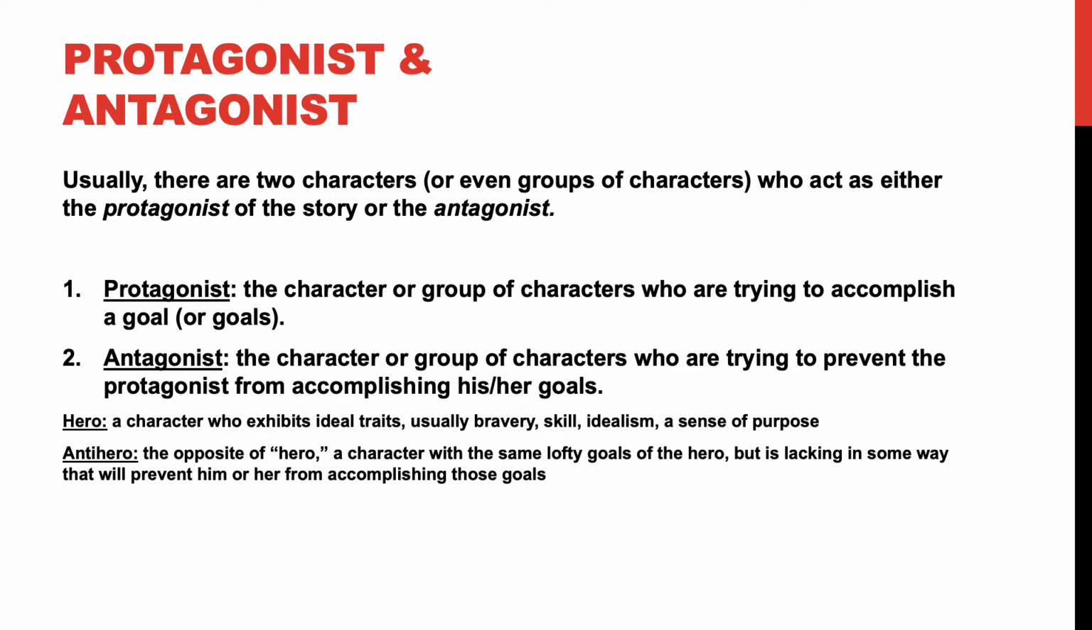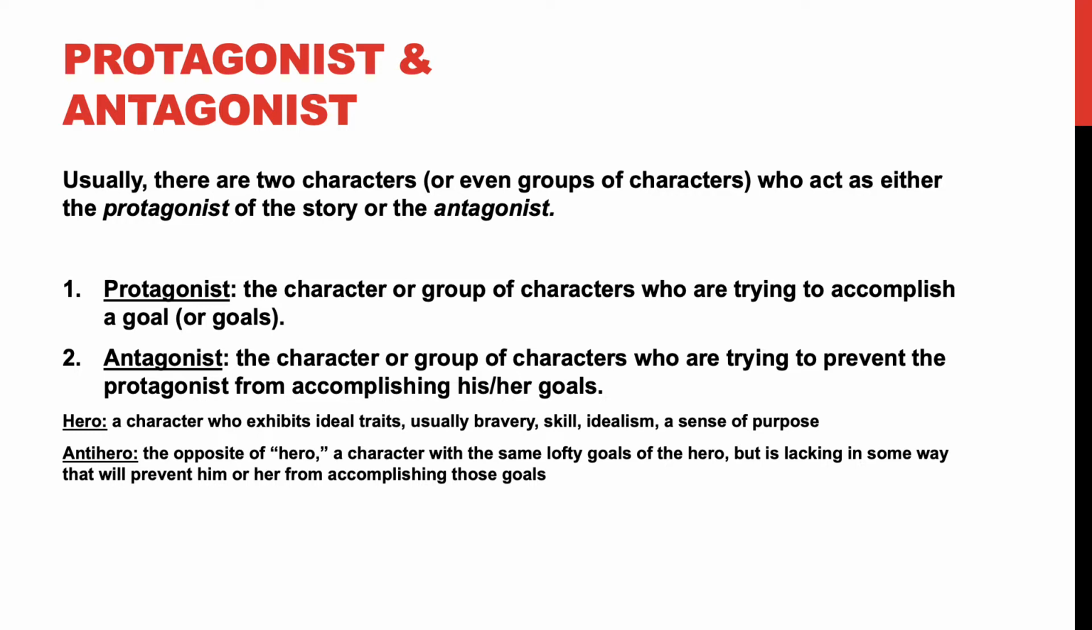The antagonist is the character or group of characters who are trying to prevent the protagonist from accomplishing their goals. And so, as you can see, the protagonist and antagonist don't necessarily say anything about morals. What they say is essentially who is seeking to accomplish a goal, and who is seeking to prevent the other characters from accomplishing that goal. That's the true difference between a protagonist and an antagonist.